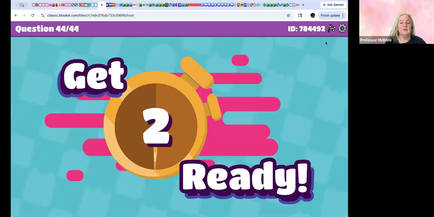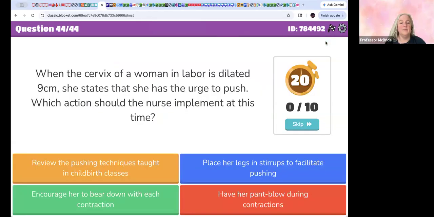One more question, guys. I can't believe we're still playing this game. When the cervix of a woman in labor is dilated 9 centimeters, she states she has the urge to push. What action should the nurse implement at this time?